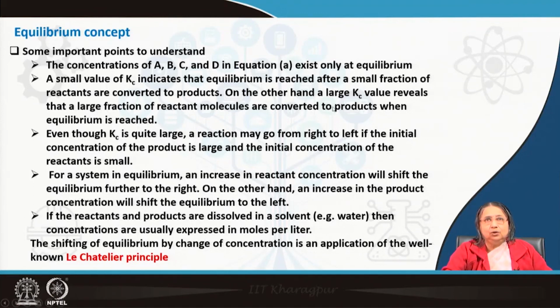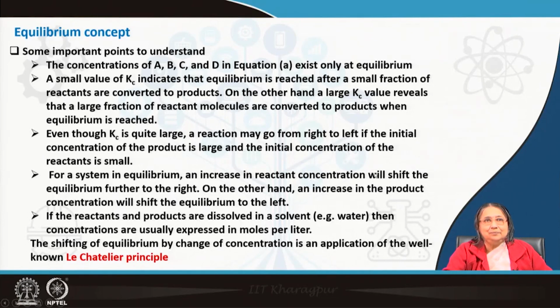On the other hand, a large value of Kc means that a large fraction of reactant molecules are converted to product when equilibrium is reached. That tells us which side the equilibrium is shifted, whether it is going more towards the right hand side or more towards the left hand side. You can understand that from the value of Kc. For a system in equilibrium, consider an increase in reactant concentration, which is the law of mass action. Say some system is in equilibrium and now you increase the reactant concentration, then what will happen?